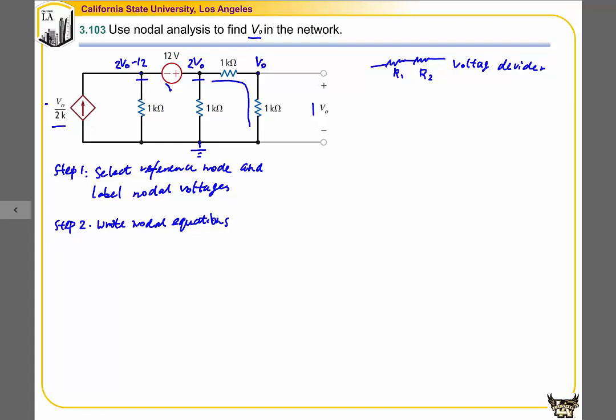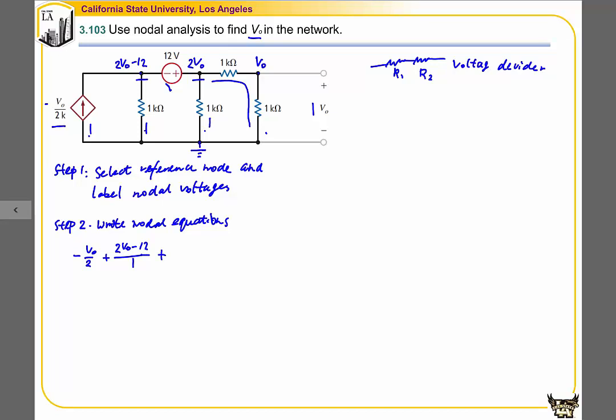There are 4 branches that are connected to this reference node. We'll write all current goes into the reference node that adds up to 0. The current in this branch, because it's leaving, is negative V naught over 2. And the current in this branch is 2 V naught minus 12 divided by 1.